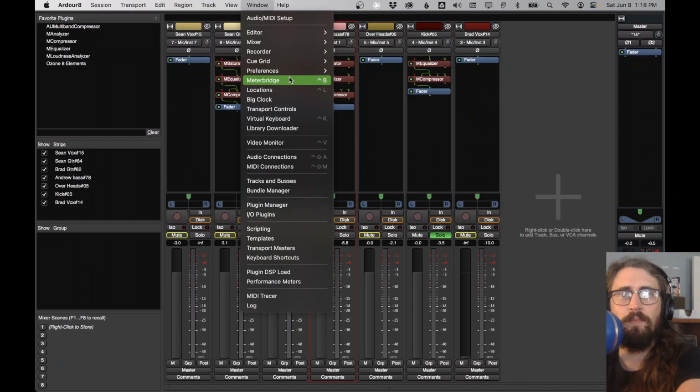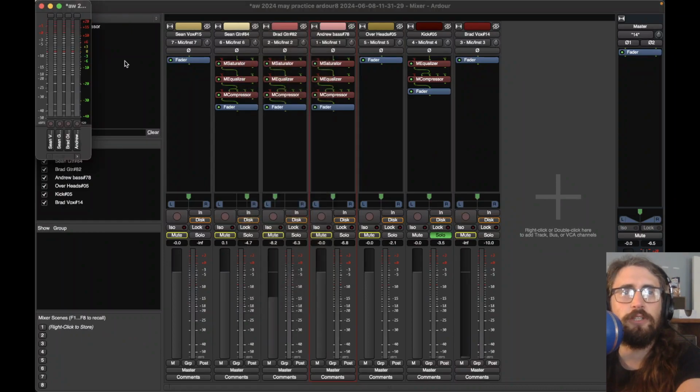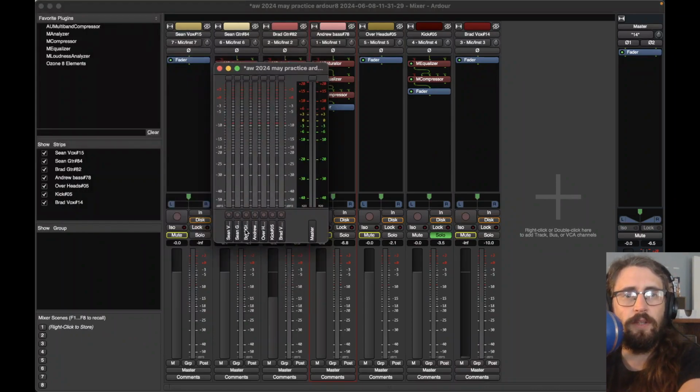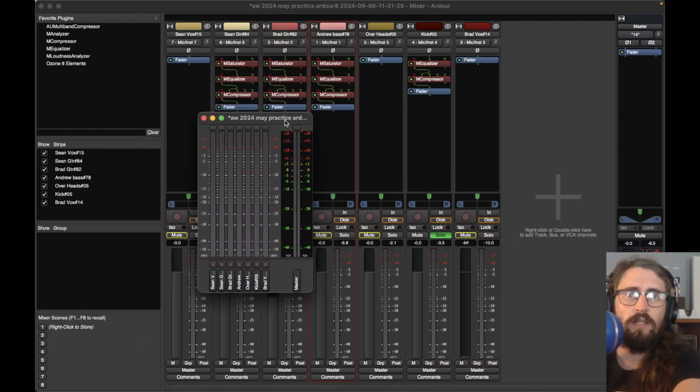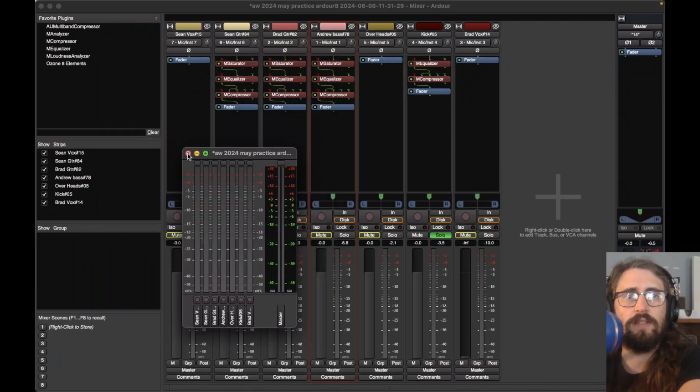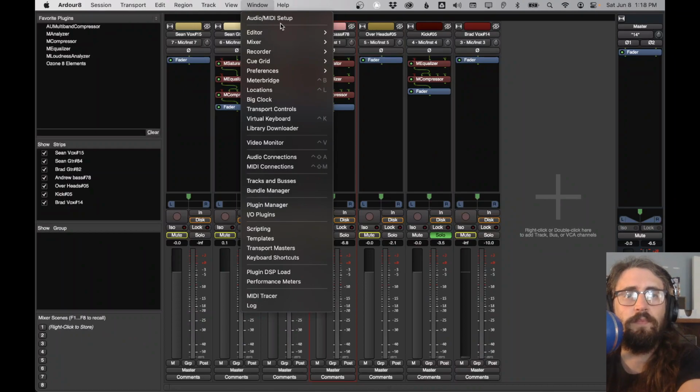The meter bridge is cool too. You can select... It just looks nice. They've done a really good job making stuff look cool.